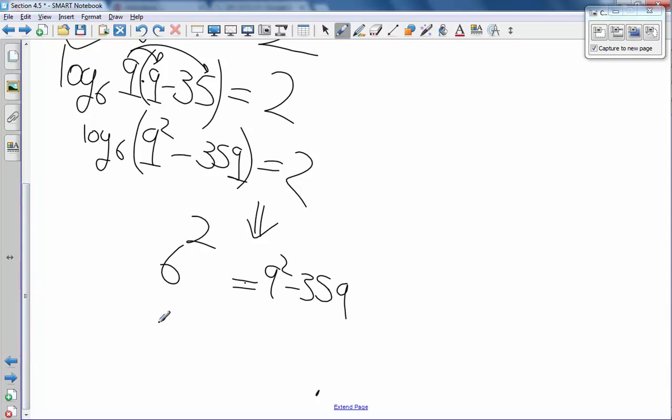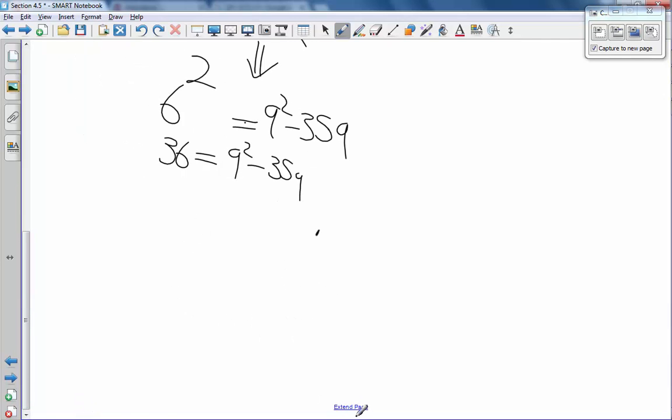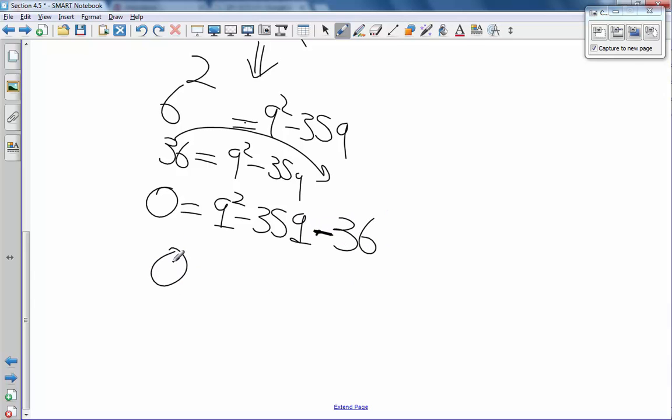So this is 36. 6 squared is 36, right? Q squared minus 35Q. So which way would you rather do? You want to bring these two to the left or only 36 to the right? Of course, this is easier. Bring 36 to the right. This is 0. Q squared minus 35Q minus 36. Now, who's going to break this into 2 groups?